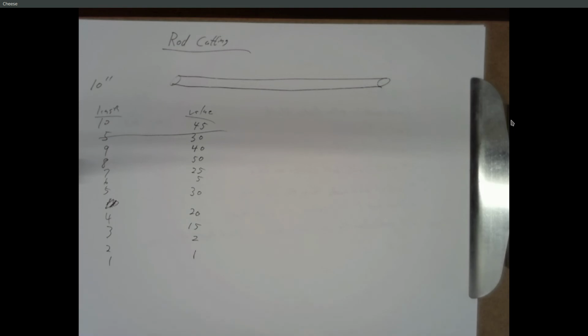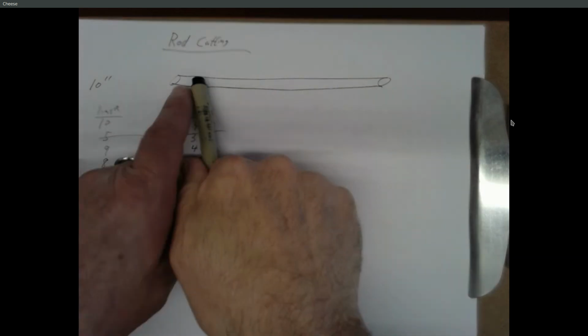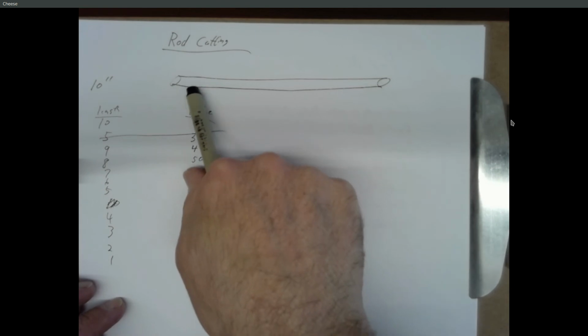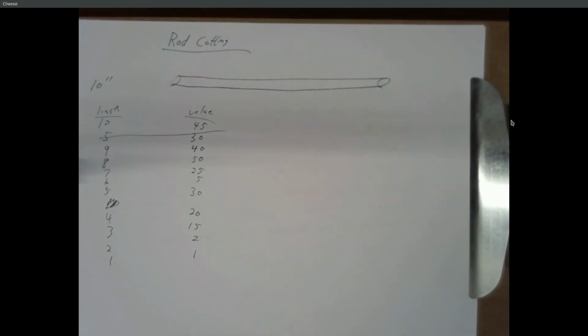And it's computationally complex to do exhaustively, because I could cut it into one-inch pieces, 10 times. I could cut it into 1 inch, 2 inch, and 7, or 1, 3, and 6.